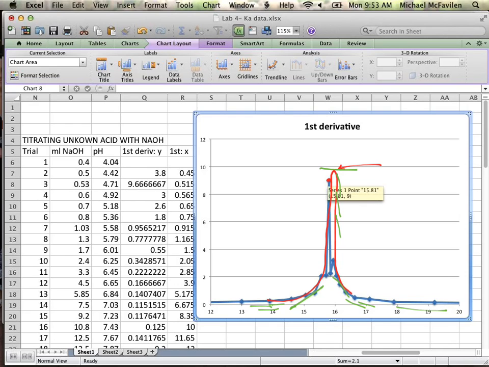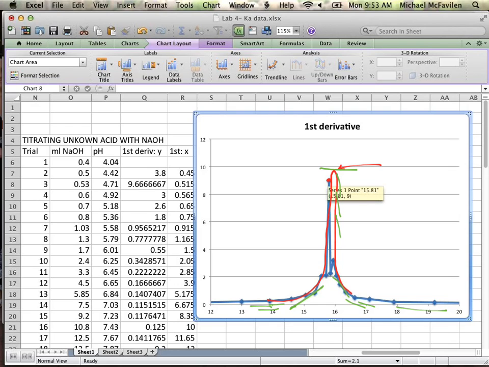Okay, so what we'll do now is look at a second derivative plot. Okay, so a derivative of the first derivative. Why is that going to be helpful? Well, we can look at the value where our data crosses the x-axis, because we go from being a positive value to all of a sudden being negative. How do we transition from positive to negative? You go through 0. And once we cross that axis, we know we are at the equivalence point.